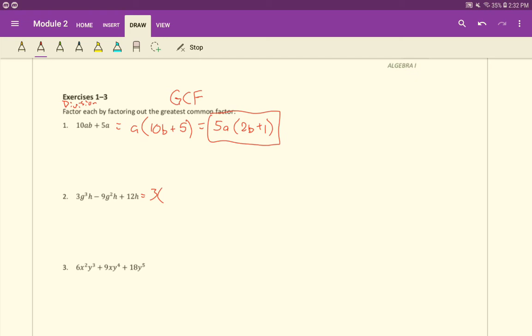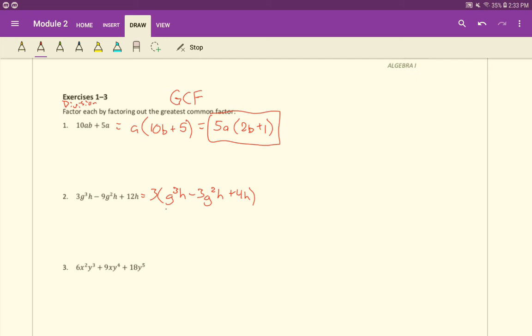So if I take a 3 out of this term, I'll have a g cubed and an h left over. If I take a 3 out of this term, I'll have a minus 3g squared and an h left over. If I take a 3 out of this term, I'll have a plus 4h left over. Okay, now let's look at our variables.